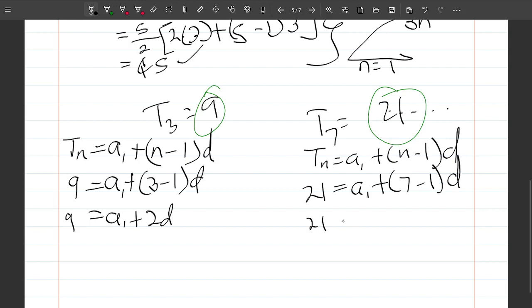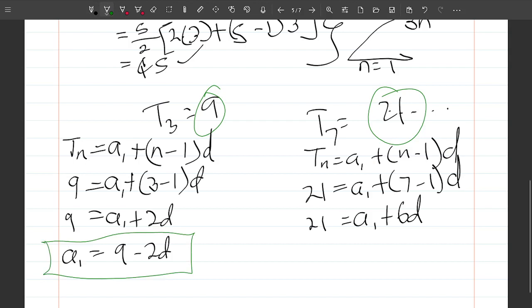Then I'm going to just clean this out again. a1 plus 7 minus 1 is 6, and that's 6d. So one of these formulas I'm going to have to take and make a the subject of the formula. Let's suppose I chose this one. If a is the subject of the formula, then a1 is going to be 9 minus 2d. So this is something that I just came up with.